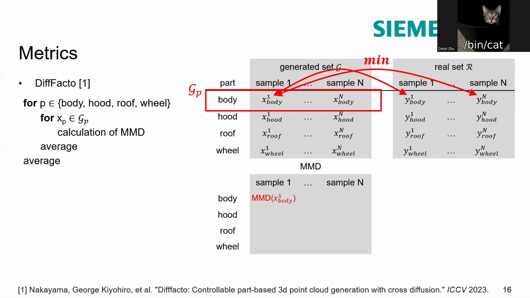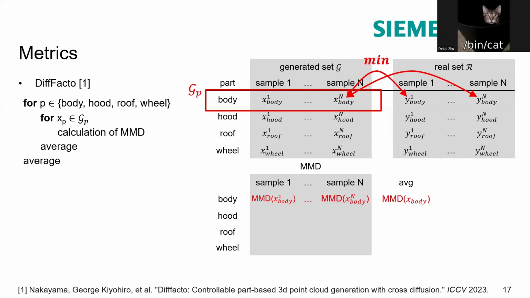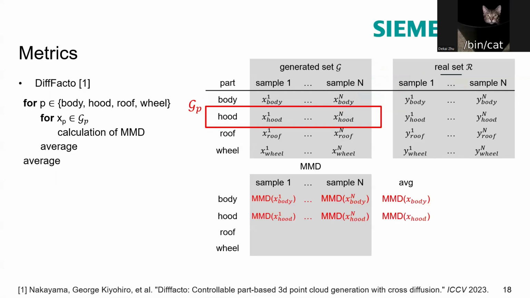Here we take the car body as an example. For each generated sample, we compute the Chamfer distance between its body part and all the corresponding body parts in the real set. The minimum distance among the results serves as the MMD value for the body part of the generated sample one. This process is repeated for each generated sample to obtain the part-level MMD values across the generated set. The final MMD score for the car body part is then computed as the average result over all the generated samples. And the same procedure is applied to the other semantic parts as well.